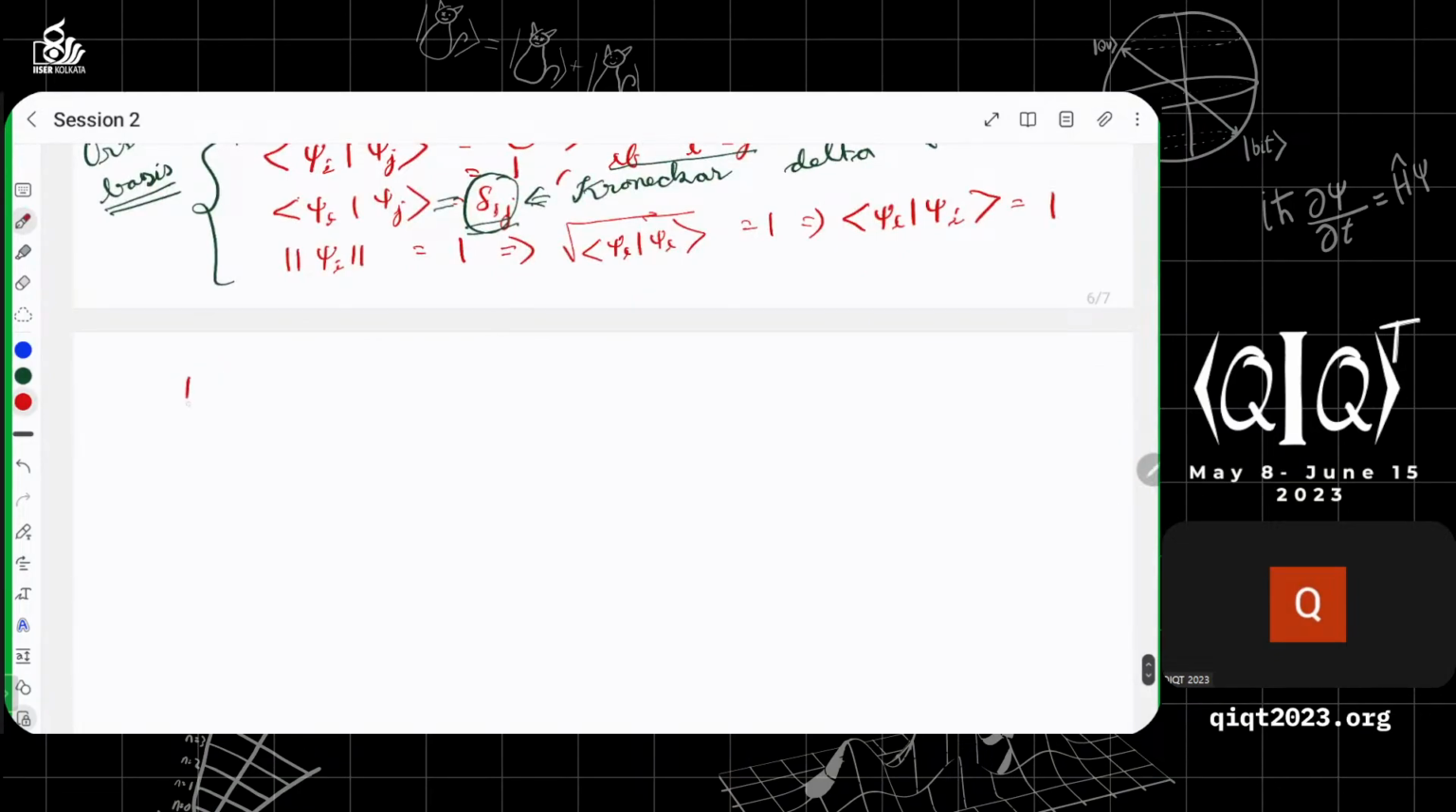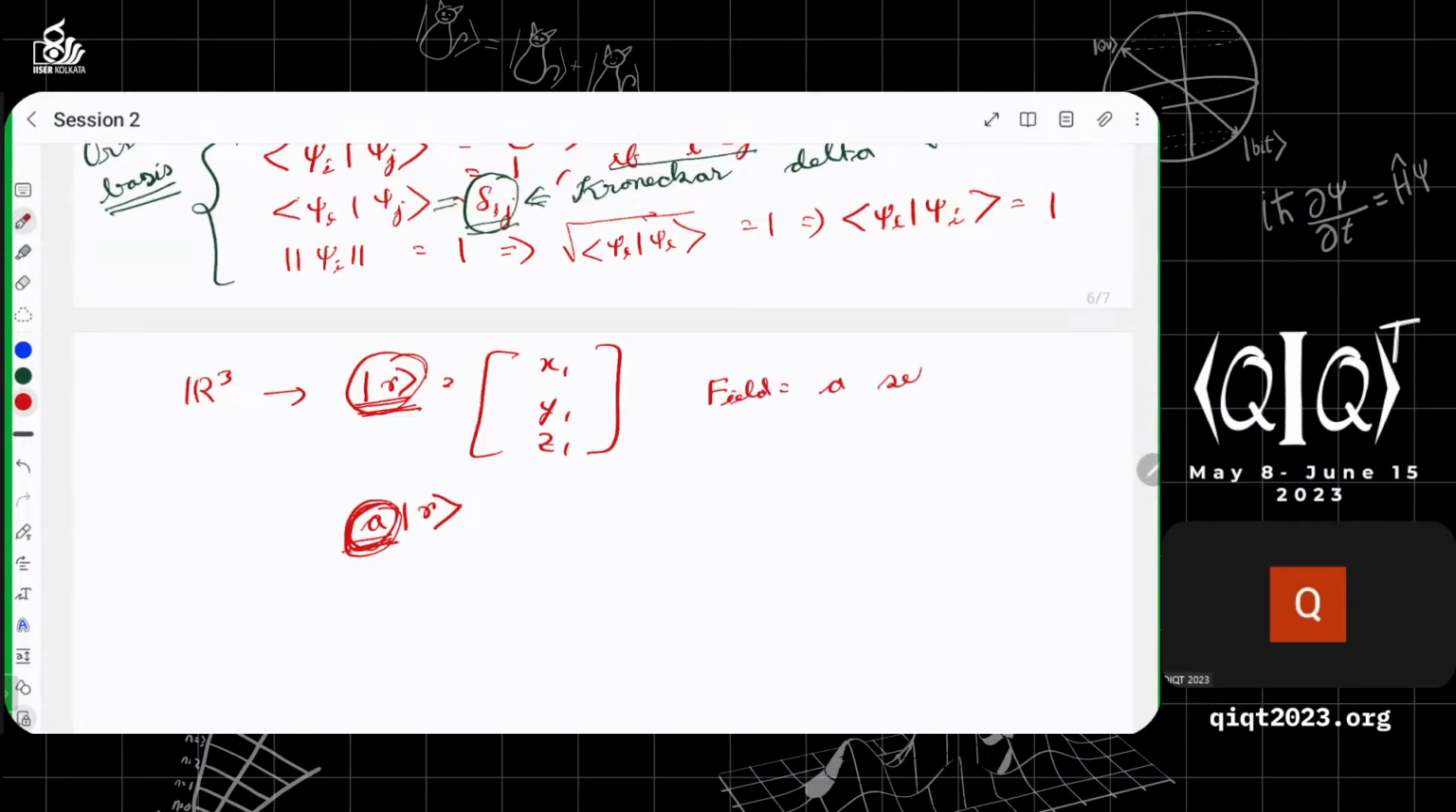So in R3, you have vectors which generally look like this, right? x1, y1, z1, something like this. Now, this is a vector of this vector space. But when you are doing different calculations, you are multiplying the vector by some numbers, right? Which we call scalars. So basically a field is a set which contains the scalars. So a field is just a set of scalars. Now for different vector spaces, the scalars will be different.